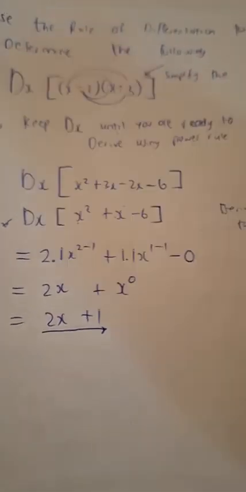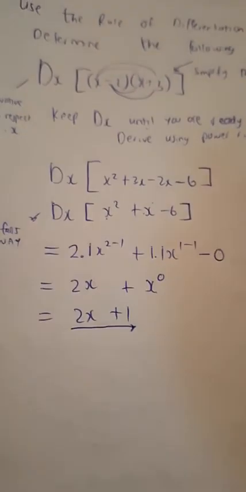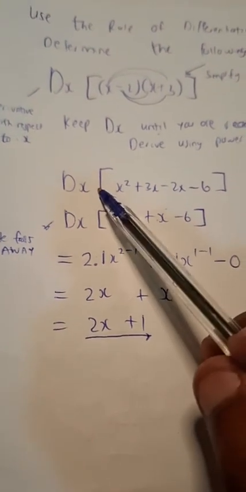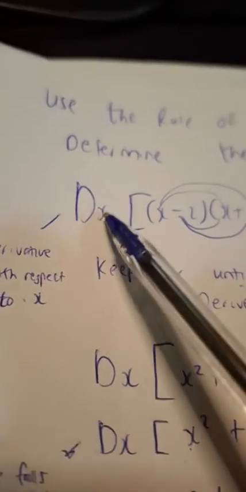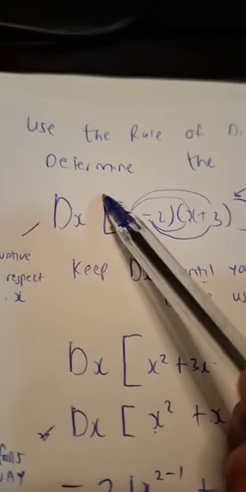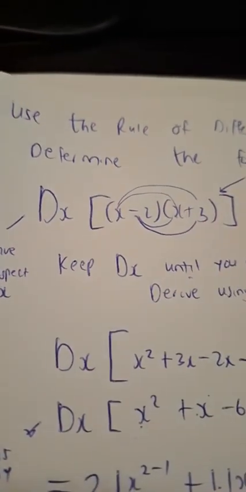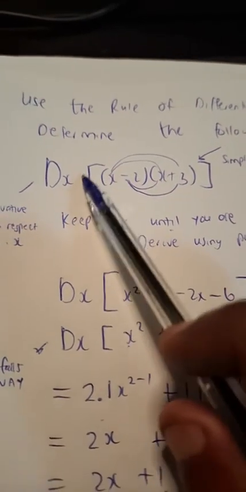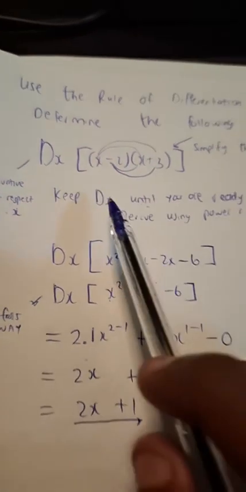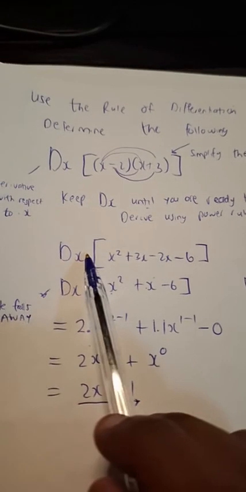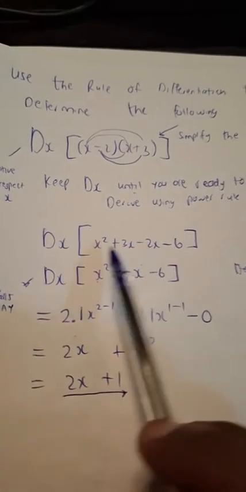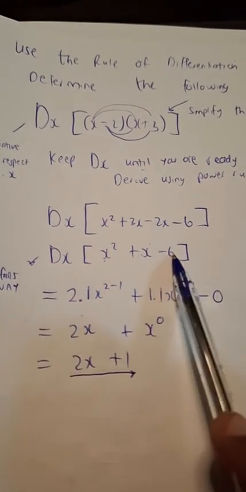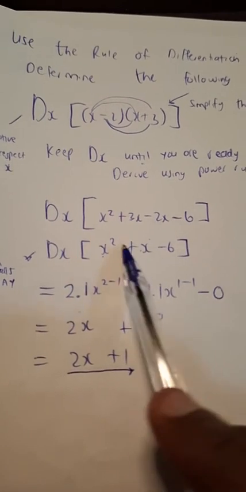Are we clear, guys? This is very important, because with this notation, capital letter D with dx, has the expression that we ought to simplify and derive inside the bracket, and dx is just attached to that. So we keep dx, and we simplify this thing until we are ready. At this stage, we've gotten to a point where we cannot simplify any further.